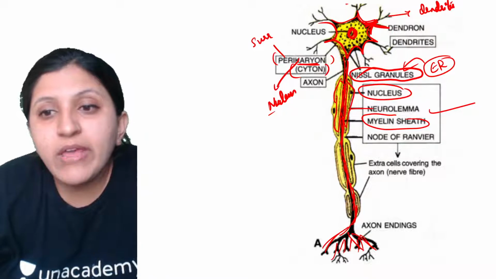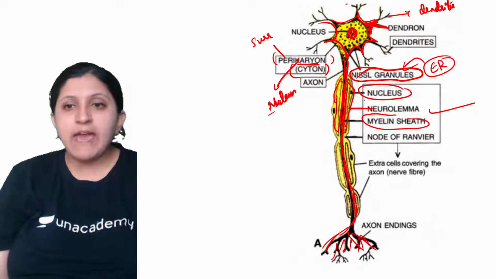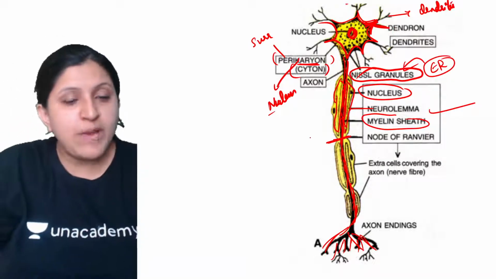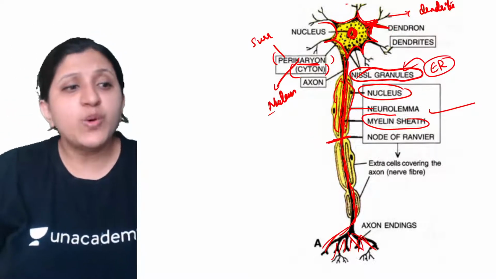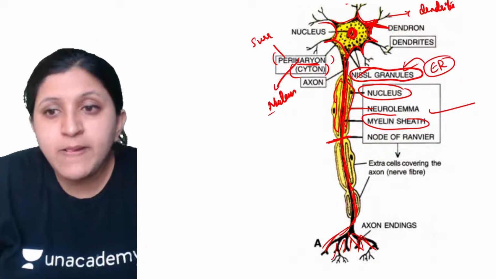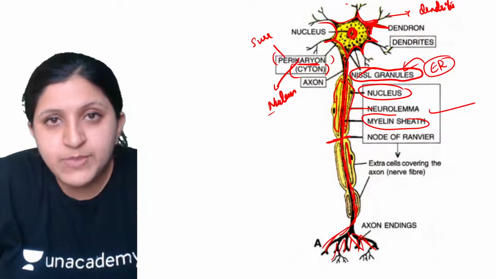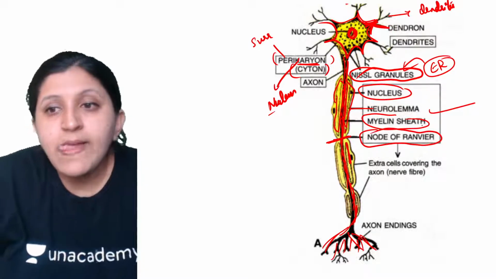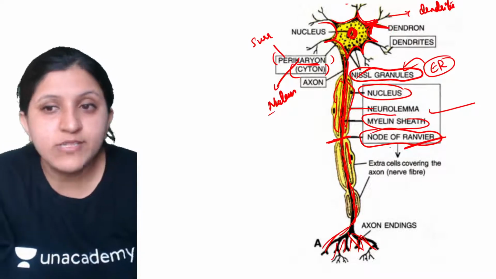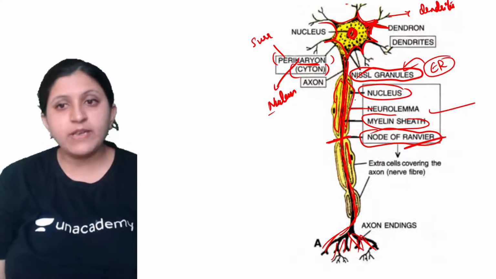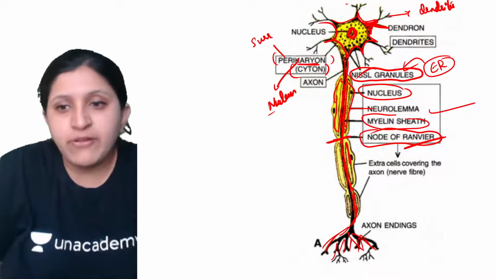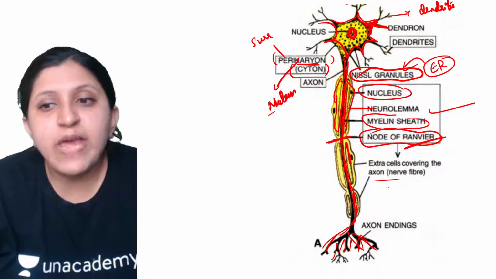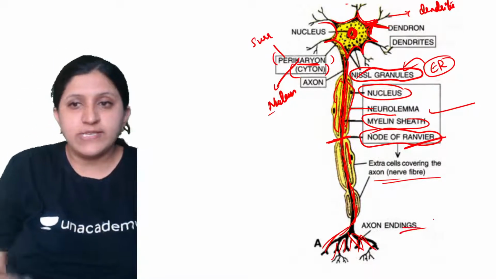Wherever the myelin sheath is not there, you can have a look at this diagram. At this junction there is no myelin sheath, only neurolemma is present. The myelin sheath is absent at this particular junction, which we call a node of Ranvier. This is again named after the scientist Ranvier, since he discovered it. The extra cells covering the axon we call a nerve fiber, and this one is an axon ending.